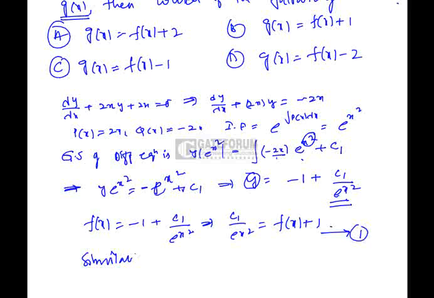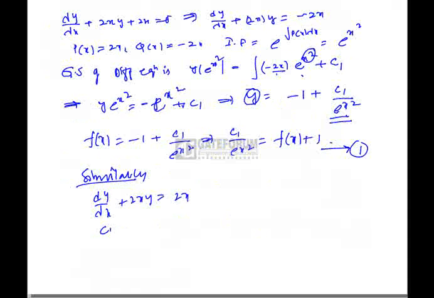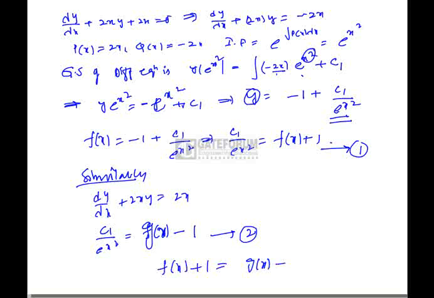Similarly, if I find the solution for the next differential equation, which is dy by dx plus 2xy equals 2x, the difference between the first and this will be only a minus. So even in the constant term there will be only a difference of minus. So for g of x, instead of plus 1, it will become minus 1. Let it be equation 2. So from equations 1 and 2, we can write that f of x plus 1 equals g of x minus 1. So g of x is f of x plus 2, which is option A.